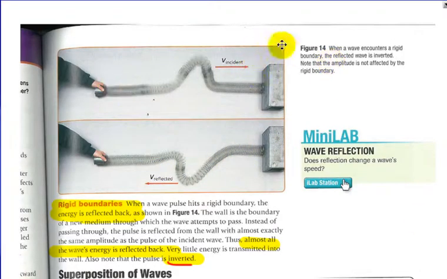If you look at rigid boundaries in which we can't transfer energy, when a wave pulse hits a rigid boundary, the energy is reflected backwards. The wall is the boundary of the new medium through which the wave attempts to pass. Instead of passing through, the pulse is reflected from the wall with almost exactly the same amplitude that it had with the incident wave. Thus, almost all of the wave's energy is reflected back. Very little energy is transmitted to the wall. Also note, if it hits a rigid boundary as opposed to a movable boundary, it is inverted. So if it was on the top, it'll be on the bottom with this one.